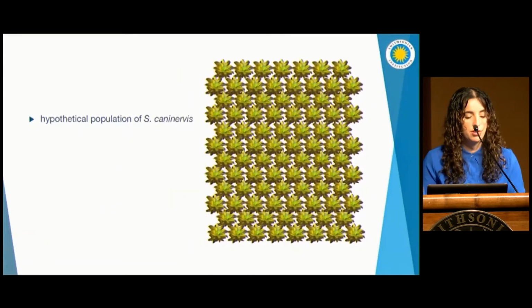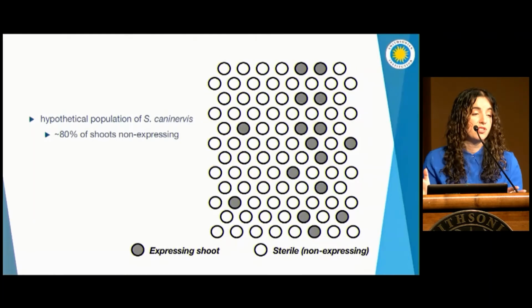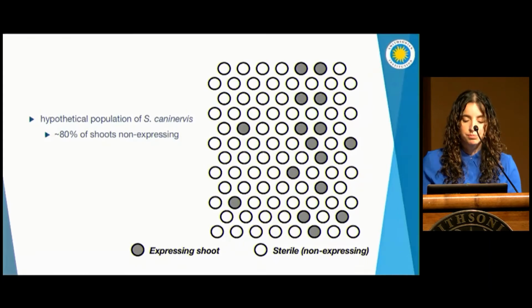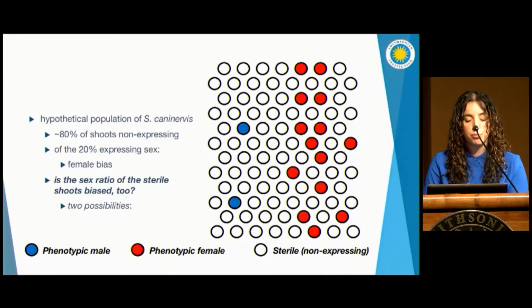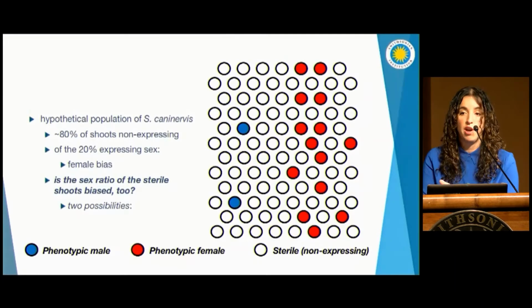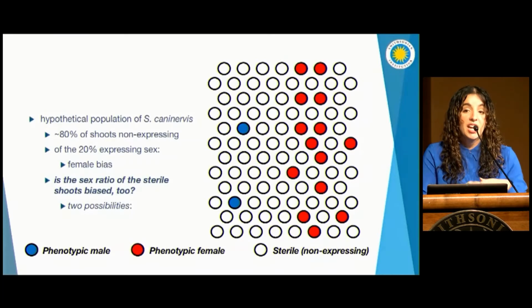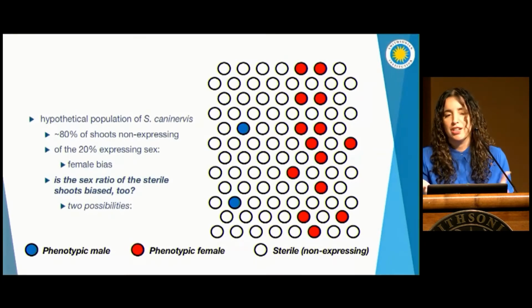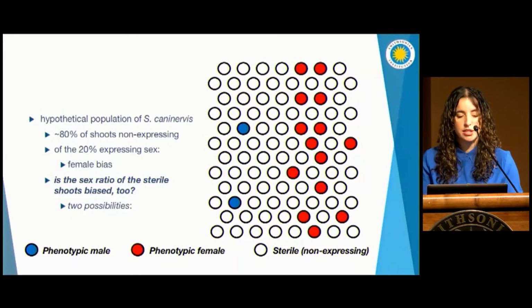So for example, take this hypothetical population of Syntrichia caninervis, and you look at it and maybe 80% of the shoots are non-expressing. We can zoom in on those expressing ones and see that there's a female bias, which here is represented as 7-to-1, pretty typical. But we don't know if the population overall is actually biased or if it's just a bias in their sex expression rates.